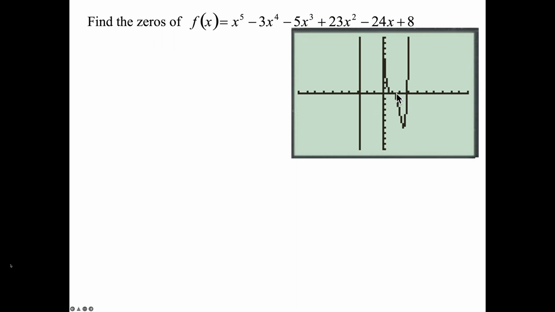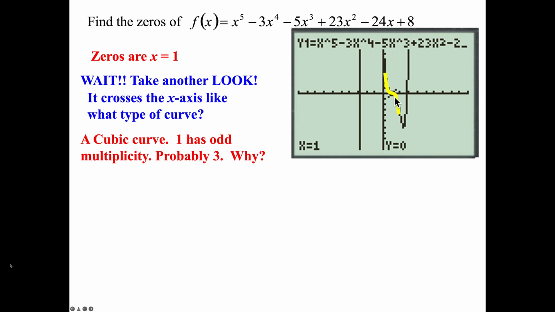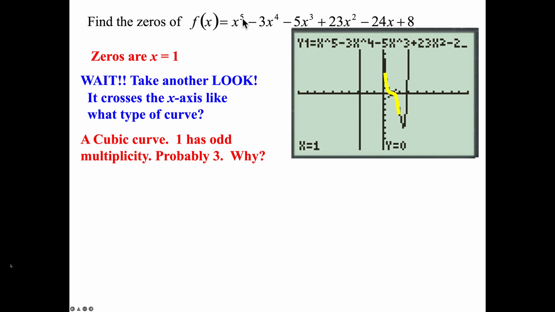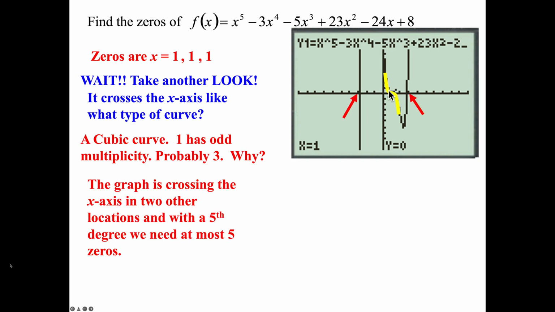Remember when I was talking to you about that multiplicity with the graph? See that flat line right there? And this is definitely going through the x-axis. That's a multiplicity of 3. That little flat line that we saw. Now again, why does that have to happen? Because it's x to the 5th, and I need at most 5 zeros. So that means here's going to be 3, there would be 4, and there would be 5.